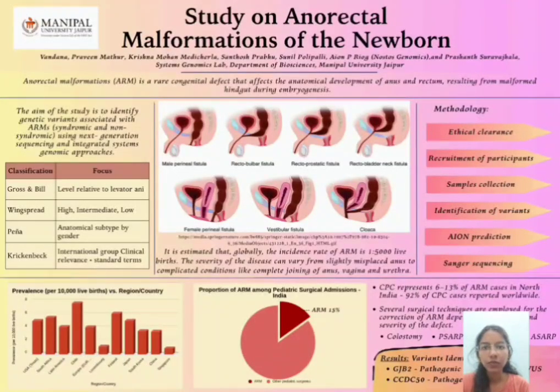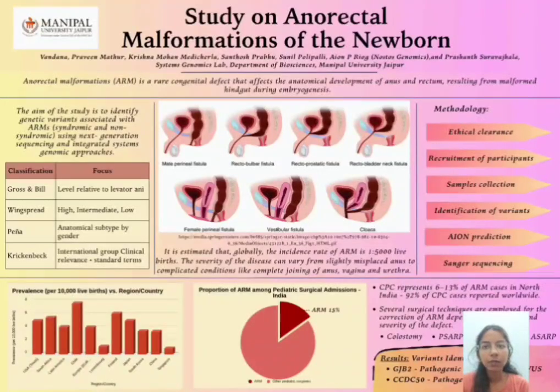Our poster also features an image showing different ARM subtypes, which helps visualize the wide spectrum of phenotypic variations we deal with clinically. Surgical management is tailored according to the type and severity of the malformation. A colostomy is often the first step in managing complex cases, providing fecal diversion and preventing infection.